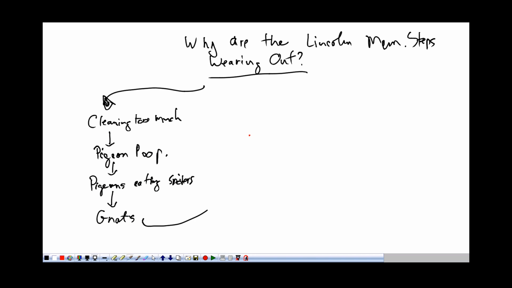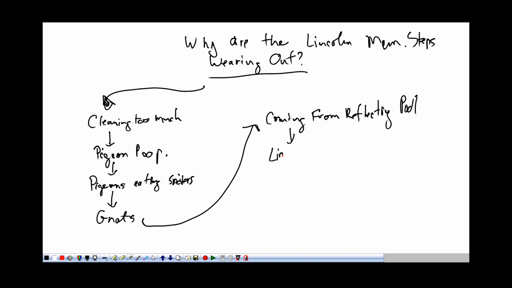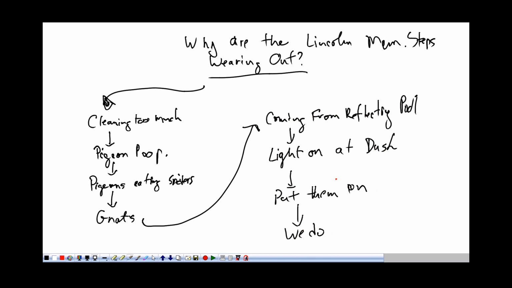Why are the gnats there? They're coming from the reflecting pool at dark. Why are they coming from the reflecting pool? Because the lights are on at dusk. Why are the lights on at dusk? Because we put them on. Why do we do that? Because we do.